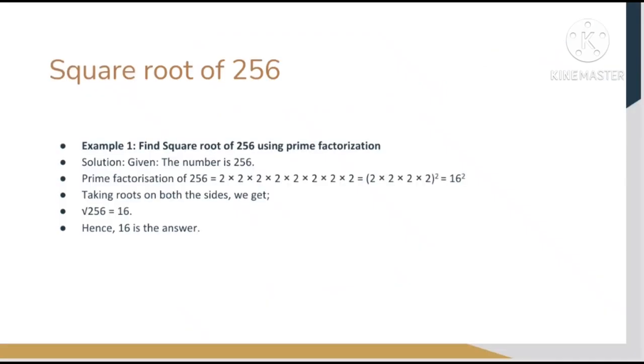Let us take another example, the square root of 256. 256 can be written as 2 into 2 into 2 into 2 into 2 into 2 into 2 into 2. So here 2 is repeated 8 times, which can be written as (2 into 2 into 2 into 2) whole squared. That is nothing but 16 squared. Taking the root on both sides, we get root 256 is equal to 16.